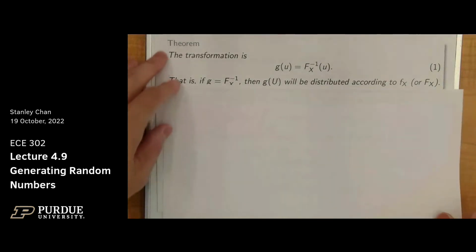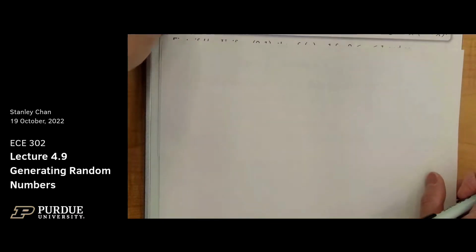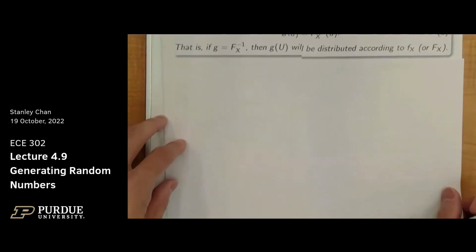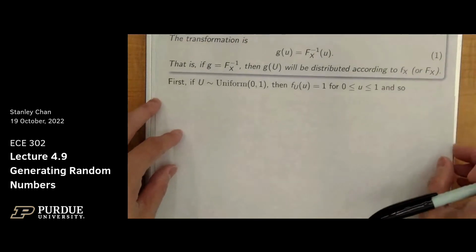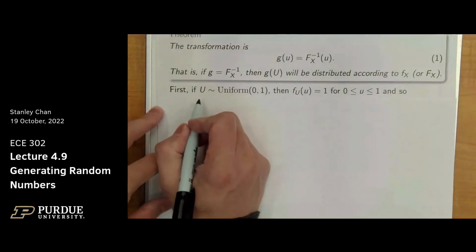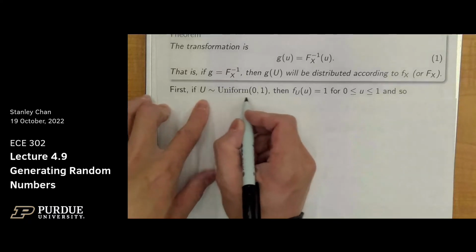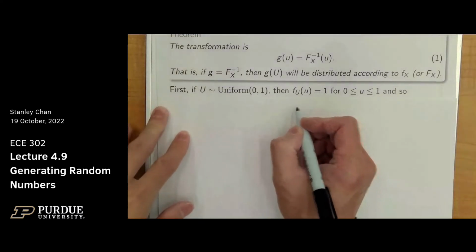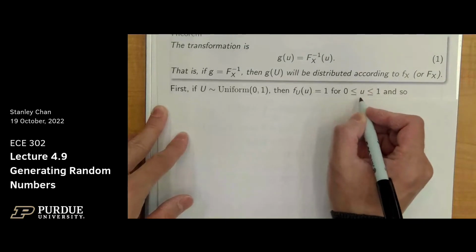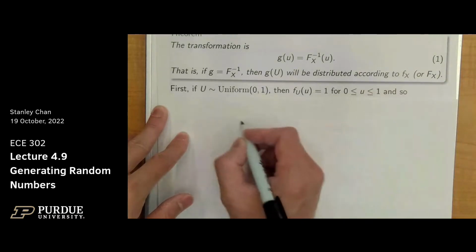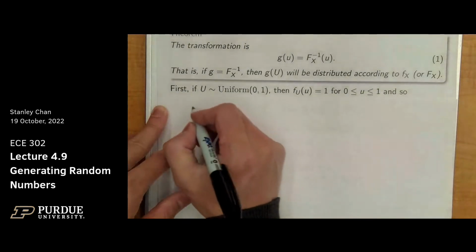In order to show you this result, the easiest way is to just prove it. So how do we do that? Let's start with this uniform random variable U. U is between 0 and 1. That means your PDF is 1 when u is between 0 and 1. Now, what would be the CDF?